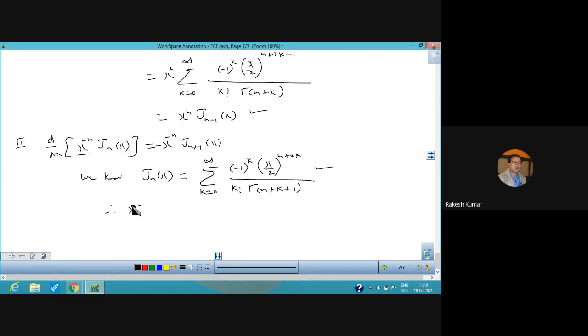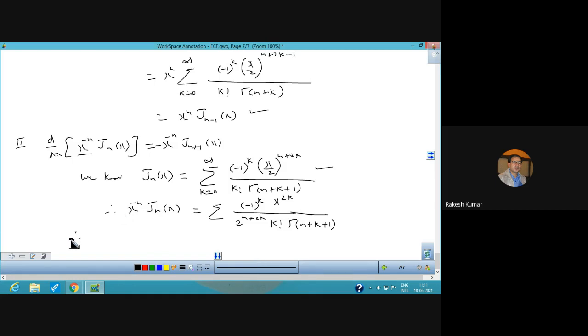So when you multiply it with x raised to power minus n, you will have summation minus 1 raised to power k, x raised to power minus n is there. So when you multiply it with the minus n, you will be left with x raised to power 2k only, because minus n and plus n will cancel, and in the denominator you will have 2 raised to power n plus 2k, that is k factorial gamma of n plus k plus 1. This is after multiplication with x raised to power minus n.